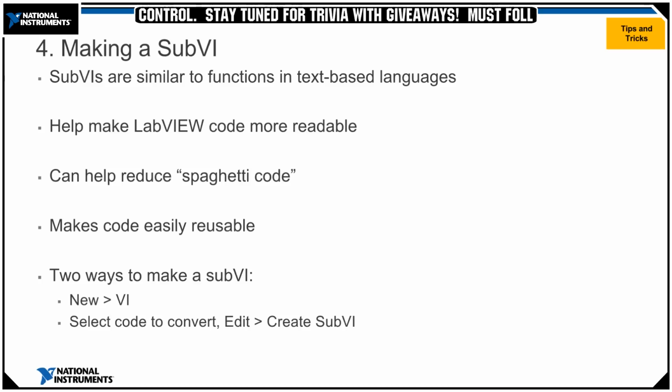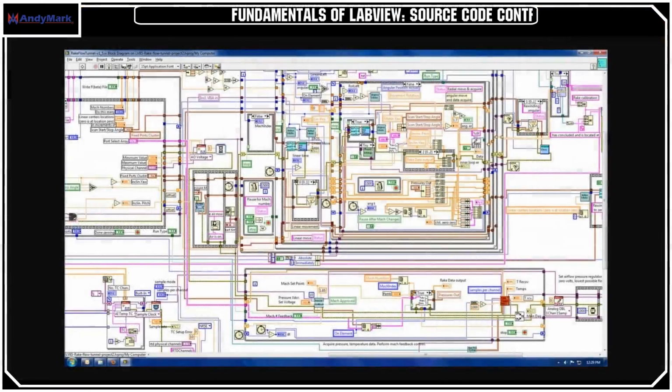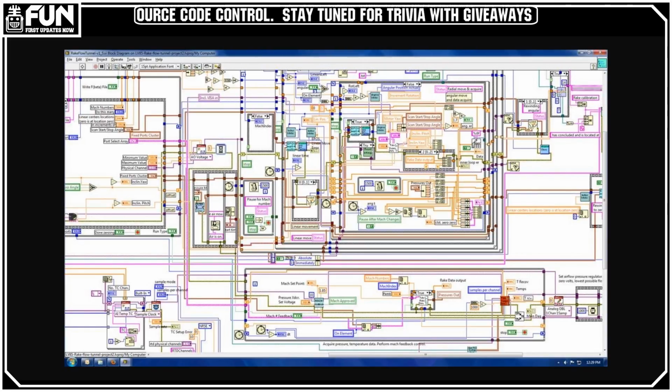So there are 2 different ways to make a SubVI. You can make a SubVI by going to File in your toolbar, then New, and VI. You can also select code to convert into a SubVI and go to Edit, Create SubVI. We're going to go through both of these in a little more detail here. We're going to start with how to make a SubVI from a new VI. Again, you click on File, New VI to make a new SubVI, or from your Getting Started window, New VI is there as well.